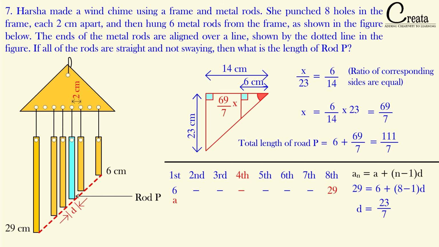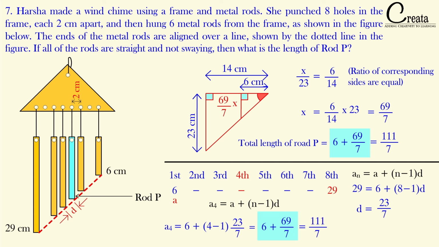Let's find the fourth item, that is the length of the fourth rod, which will be equal to A plus (N minus 1)D. A is 6 centimeter, N is 4, and D we have just calculated as 23 upon 7. On solving, we got 6 plus 69 upon 7. You can compare it with the previous method, the triangle method. 69 upon 7 plus 6, it is matching, which is equal to 111 upon 7. That is the answer, option D.